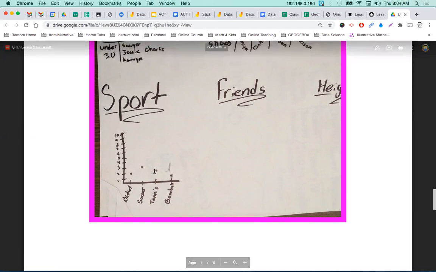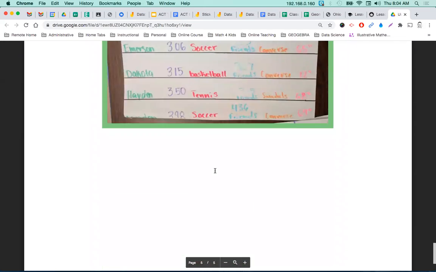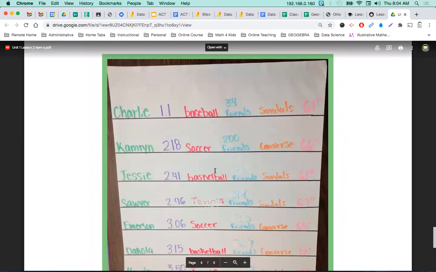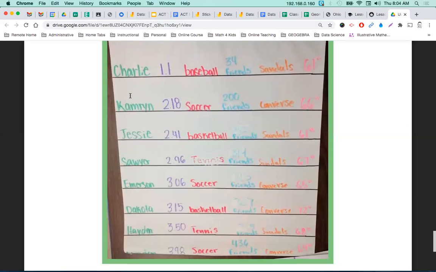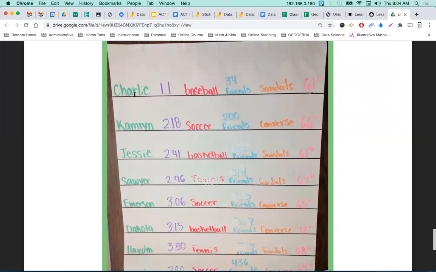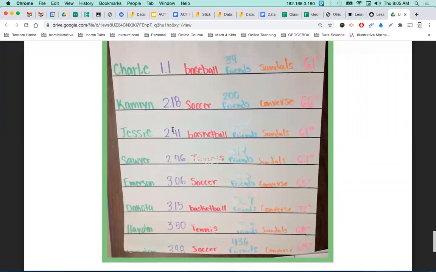They plotted points here on this chart to show how many people had basketball, soccer, tennis, and baseball. I think this is the last one. And this is one that has all of them there. It's just got all the people listed on the left side, and then it has every bit of data that they got. Looks like they've got their GPA first, their sport second, the number of friends third, footwear fourth, and their height fifth. Okay, so it kind of organizes all the data.